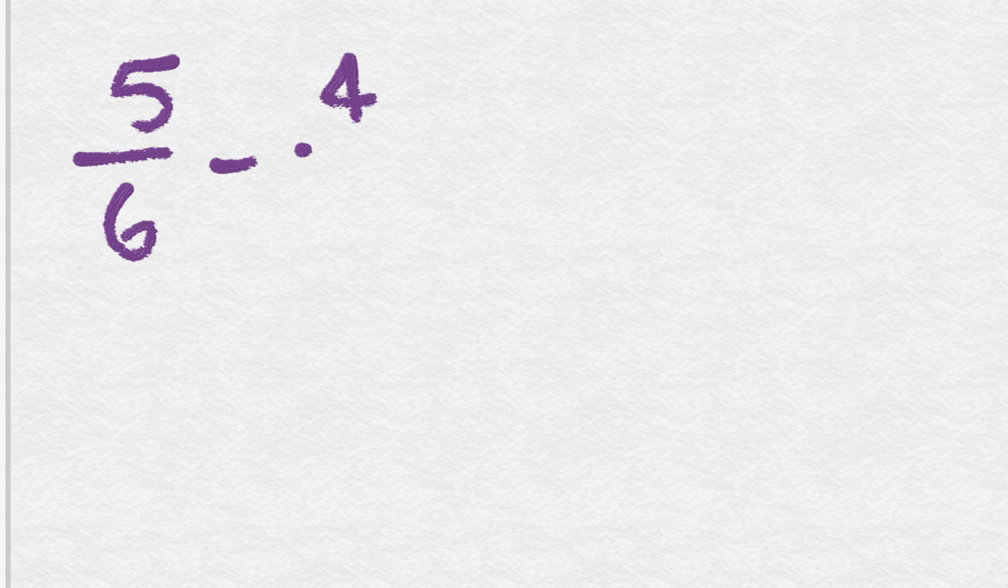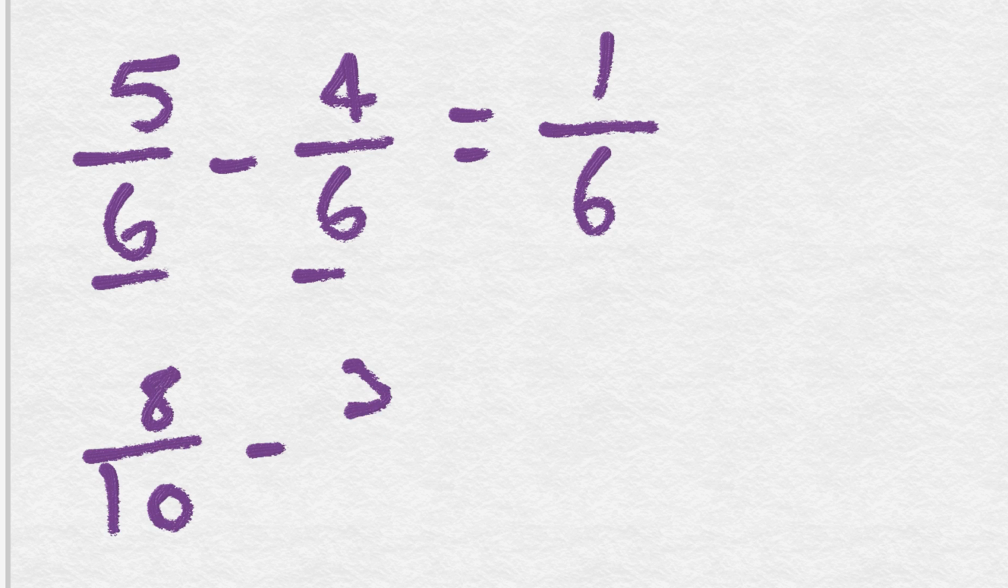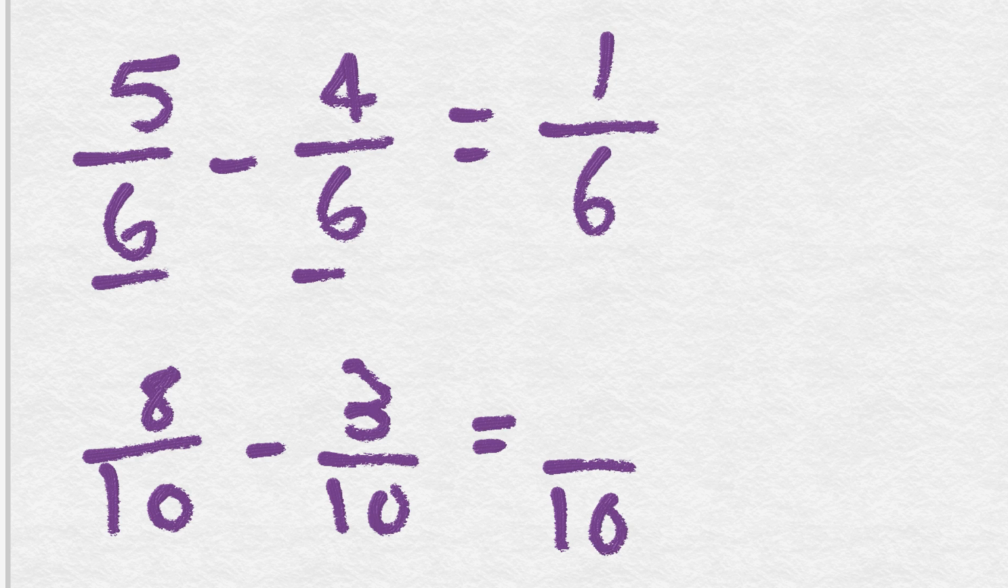The same principle applies when you are subtracting fractions if the denominator is the same. So here the denominator is both 6, so we can write 6. 5 take 4 is 1. Another example, 8 over 10 take 3 over 10. The denominator is the same, so that remains there. 8 take 3 equals 5.